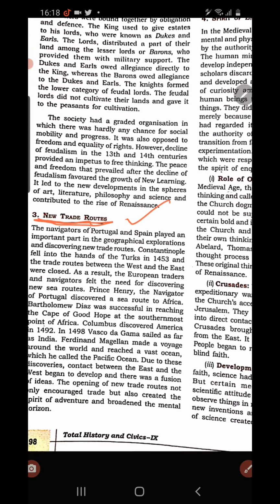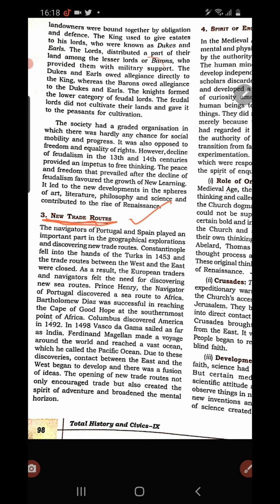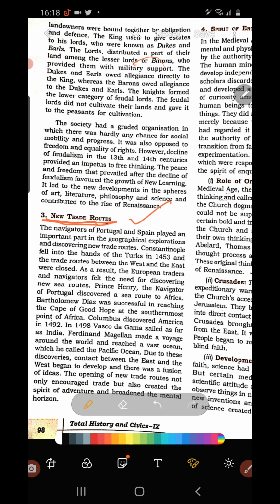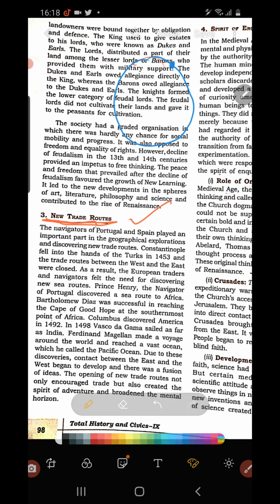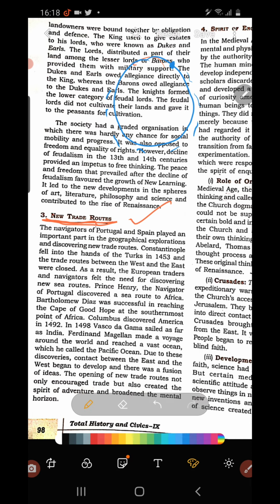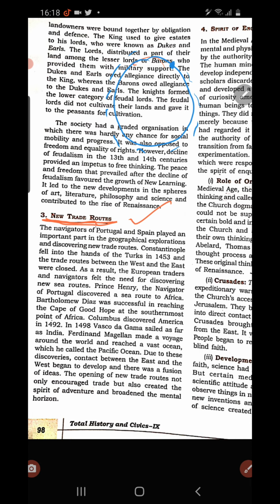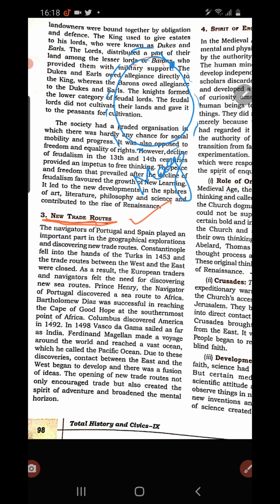You must have heard about Magellan. Magellan, a Spanish traveler, wanted to prove that the Earth is round in shape. So Magellan started his journey from a particular place in Spain. Magellan could not complete it, isn't it? He died on the way, but his people completed the journey and reached back to the place where they started. So Magellan was one of the important travelers of this period.